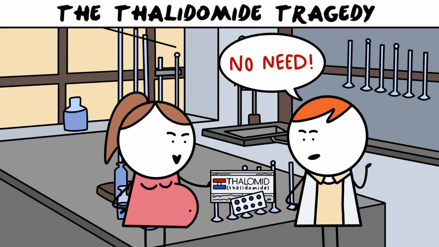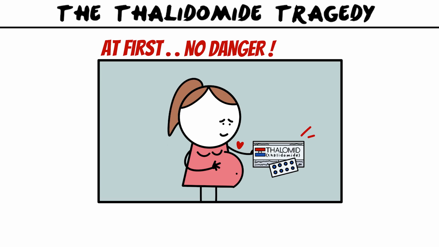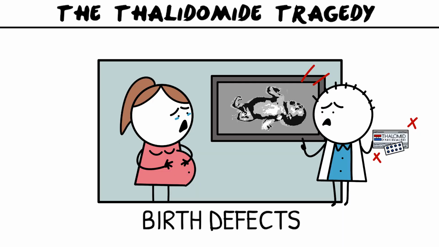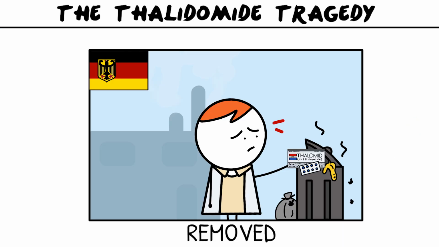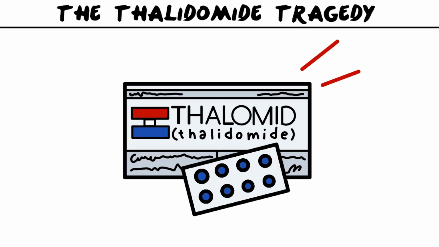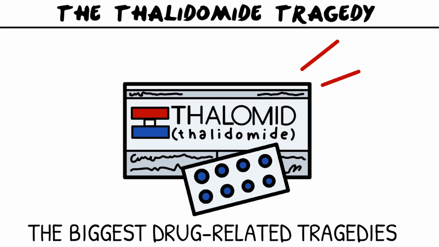pregnant women. At first, the drug was believed to be safe during pregnancy, but in 1961 concerns about its connection to birth defects began to increase, and it was removed from the European market in the same year. Thalidomide was used in 46 countries, and its consequences became one of the biggest drug-related tragedies of the 20th century.